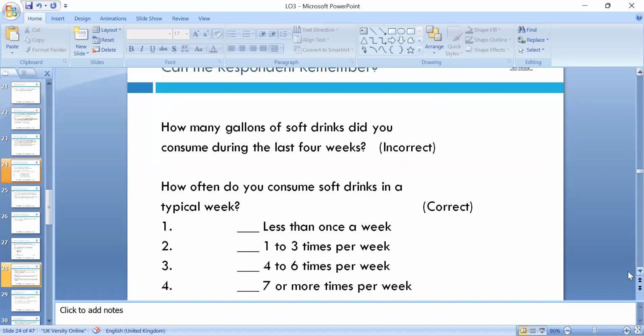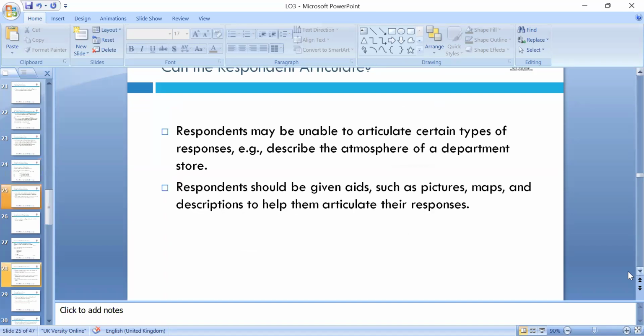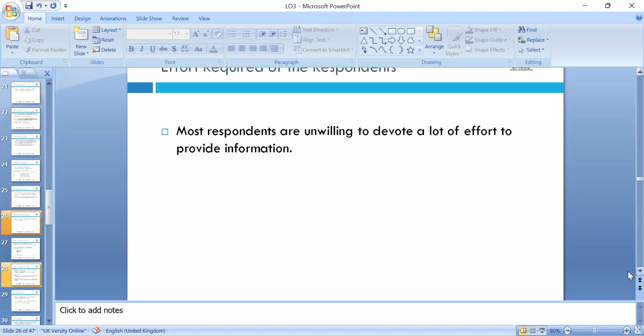So less, once a week, twice a week, many times. So we can look around: the respondents may be unable to articulate certain types of responses. They describe the atmosphere of the department store, or the respondent should be given the aid of pictures or a map to articulate their responses, explain them.